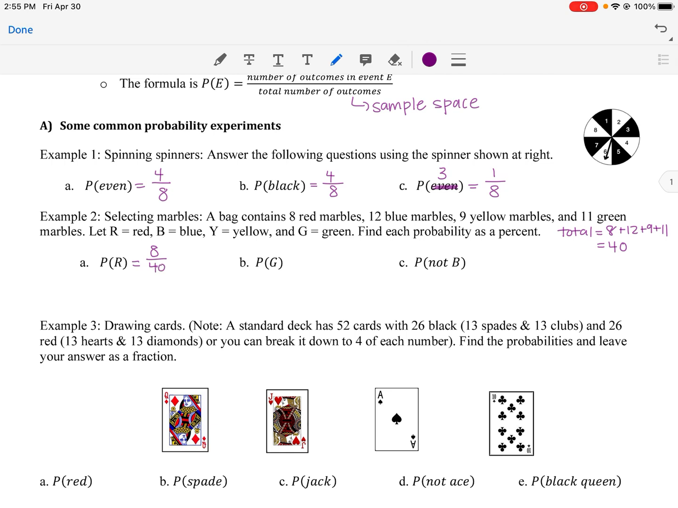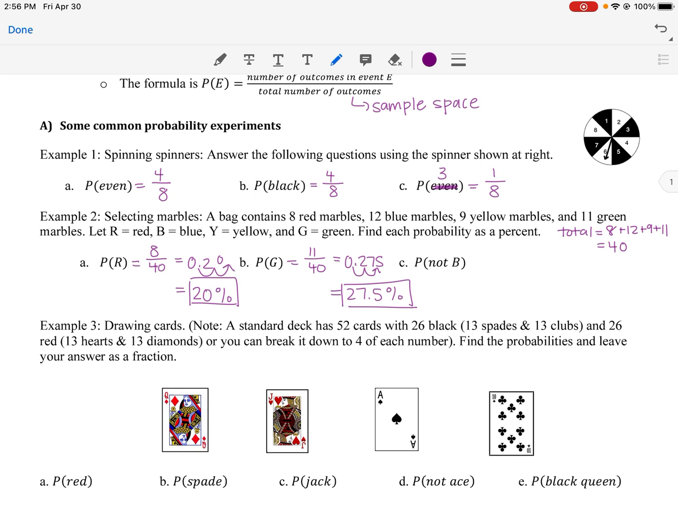Since I want this as a percent, I'm going to divide 8 by 40 and I get 0.2. And then think about that as moving it twice to the right, so we end up with 20%. Remember here, you're going to have to fill in that blank spot with a 0. Okay, if I look at the probability of green, I've got 11 green marbles out of 40. 11 divided by 40 gives me 0.275. Take it, move it twice to the right, I get 27.5%.